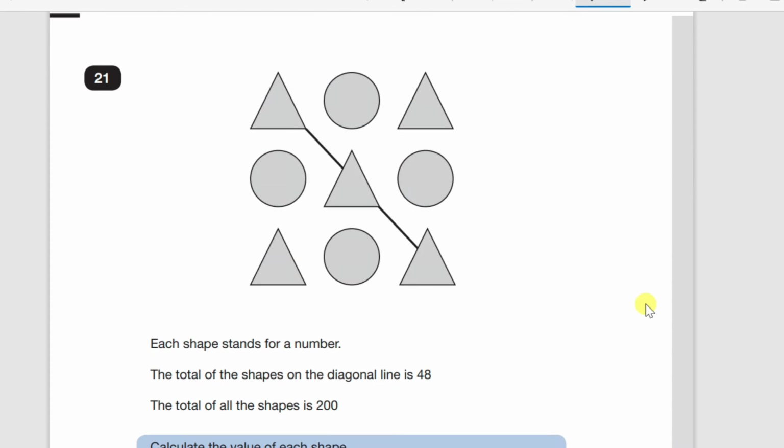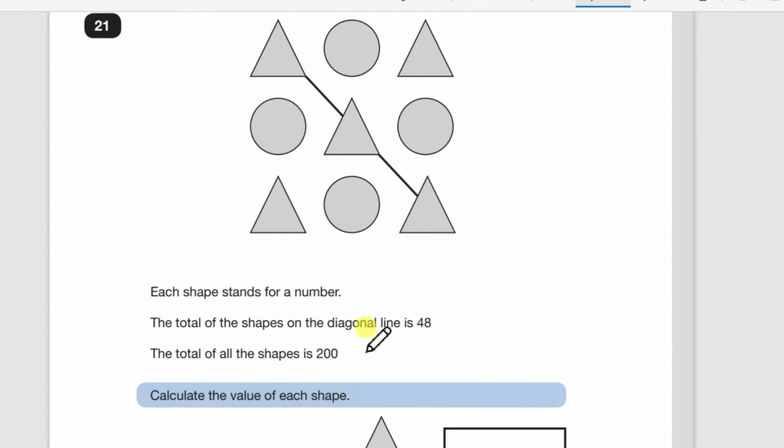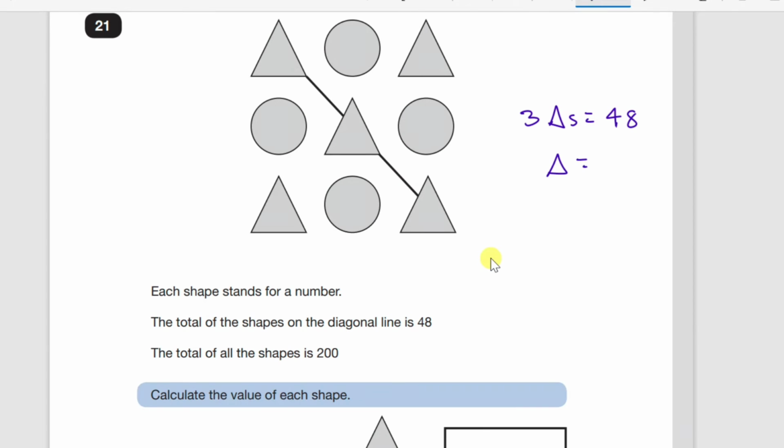We are almost done. Now, 21. Let's see what this is about. Each shape stands for a number. The total of the shapes on the diagonal line is 48. Okay, so it's telling us that three triangles make 48. So we should work out one triangle, yeah? So 3 triangles equals 48. That means a single triangle, you go divided by 3.